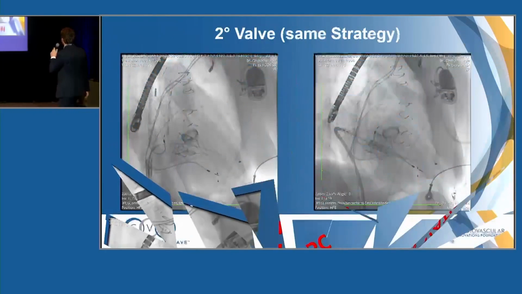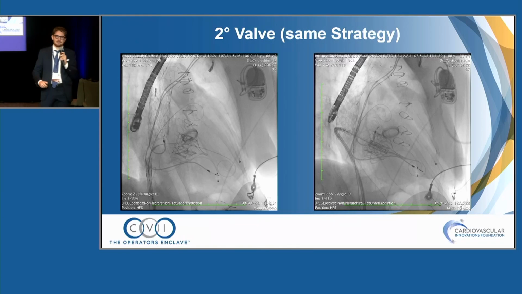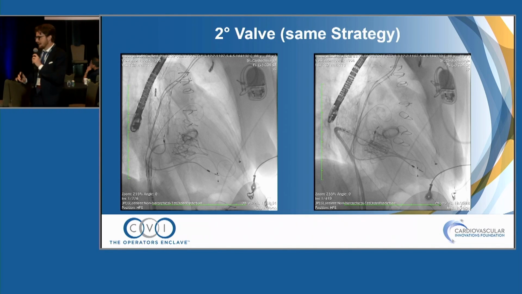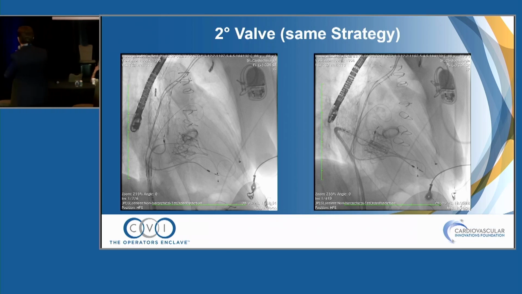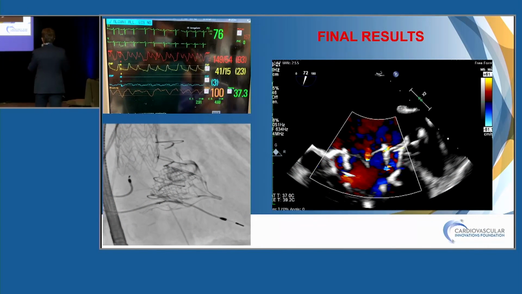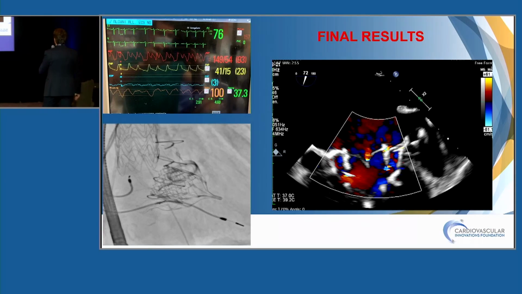So the idea was to have another valve. We customized another valve, and we implanted another valve, another Sapien. This time, with the same technique, with the same strategy, in the right position. This is the result: good hemodynamics, good echo result, and good, of course, angio, since you can see there.